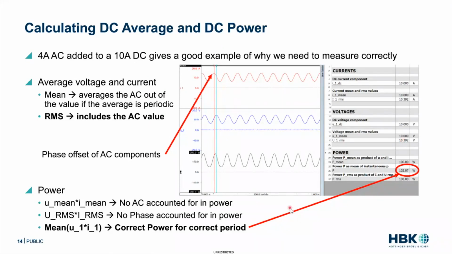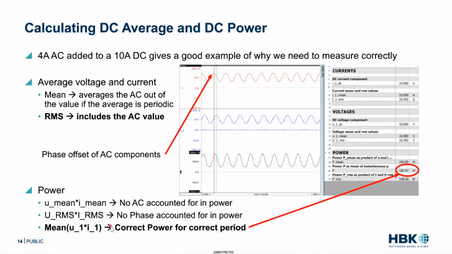Let's look at it. So let's take U mean times I mean. Well, there's no AC accounted for. So let's take U RMS times I RMS. Well, we forgot this AC has a phase component. What if the AC is phase offset? It absolutely could be. Well, by taking the RMS, we're not accounting for phase in the power. So if we look at our mean, we get 100 watts, 10 times 10. We look at our RMS, basically our apparent power, we get 108.